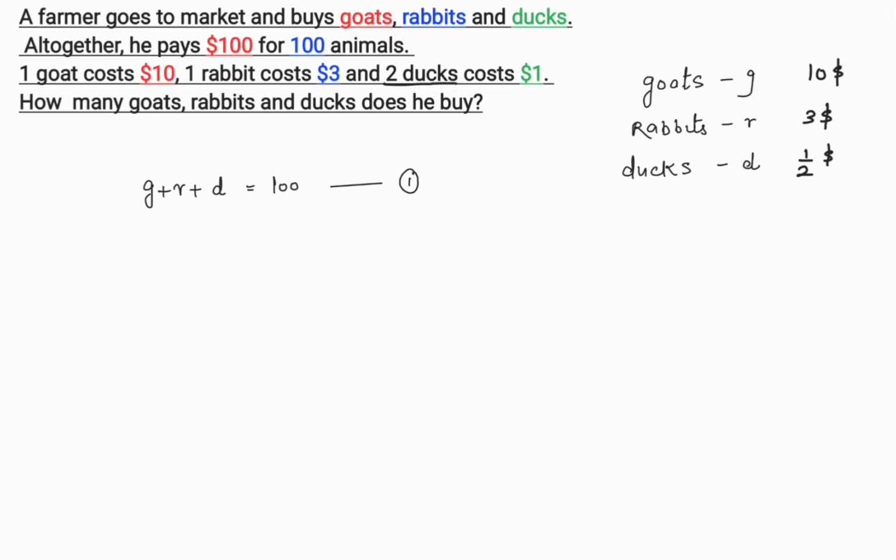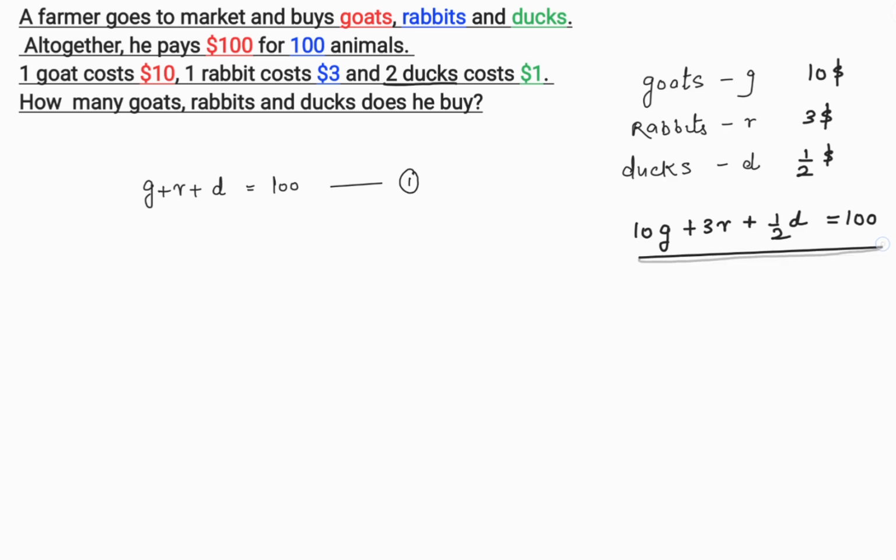Okay, then if suppose one goat is for $10, what will be the price of G goats? That will be equal to 10 times G, right? And if price of one rabbit is $3, that means the price of R rabbits, we have total R rabbits, right, will be equal to 3 times R, right? And then if cost of one duck is $1/2 and he is buying D ducks, number of ducks is D because we don't know, so 1/2 D, and total he paid 100. So that means we got second equation as well. So this is our second equation.